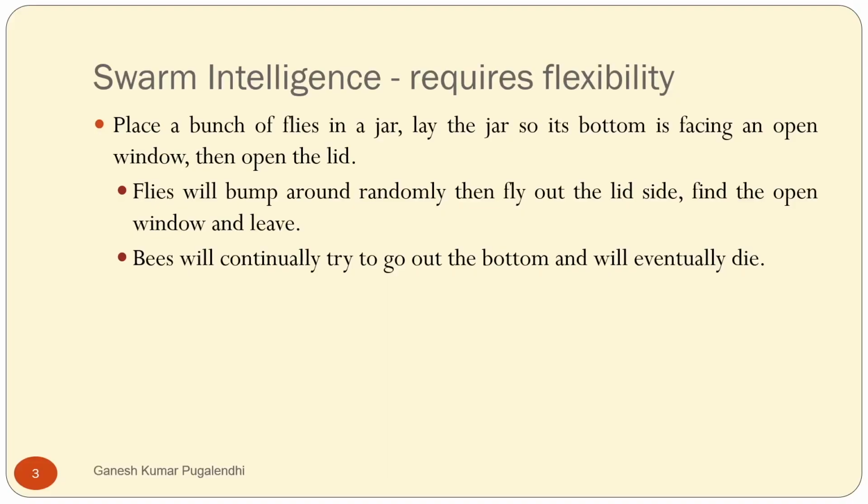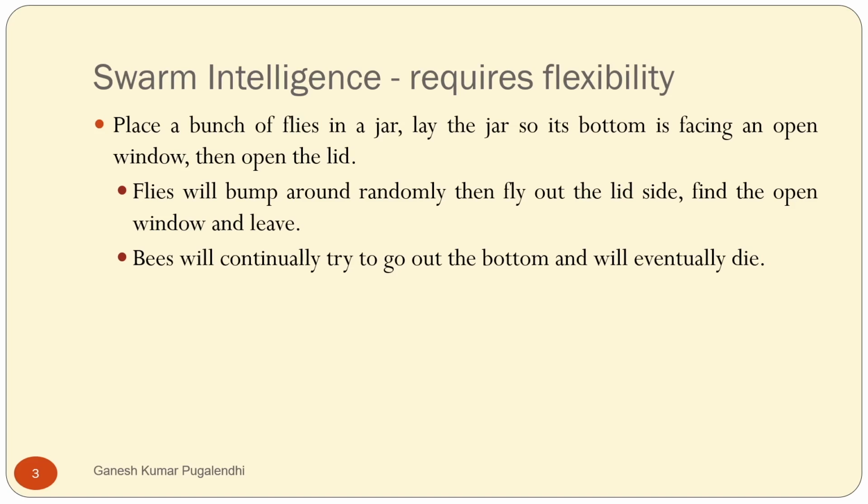What kind of behavior? Each and every individual in that group has its own intelligence, but rather than utilizing only their own personal intelligence, they also try to use the collective intelligence in order to fulfill the objective criteria. These are the kinds of examples we can see in nature where we can find swarm intelligence. Swarm intelligence requires a lot of flexibility.